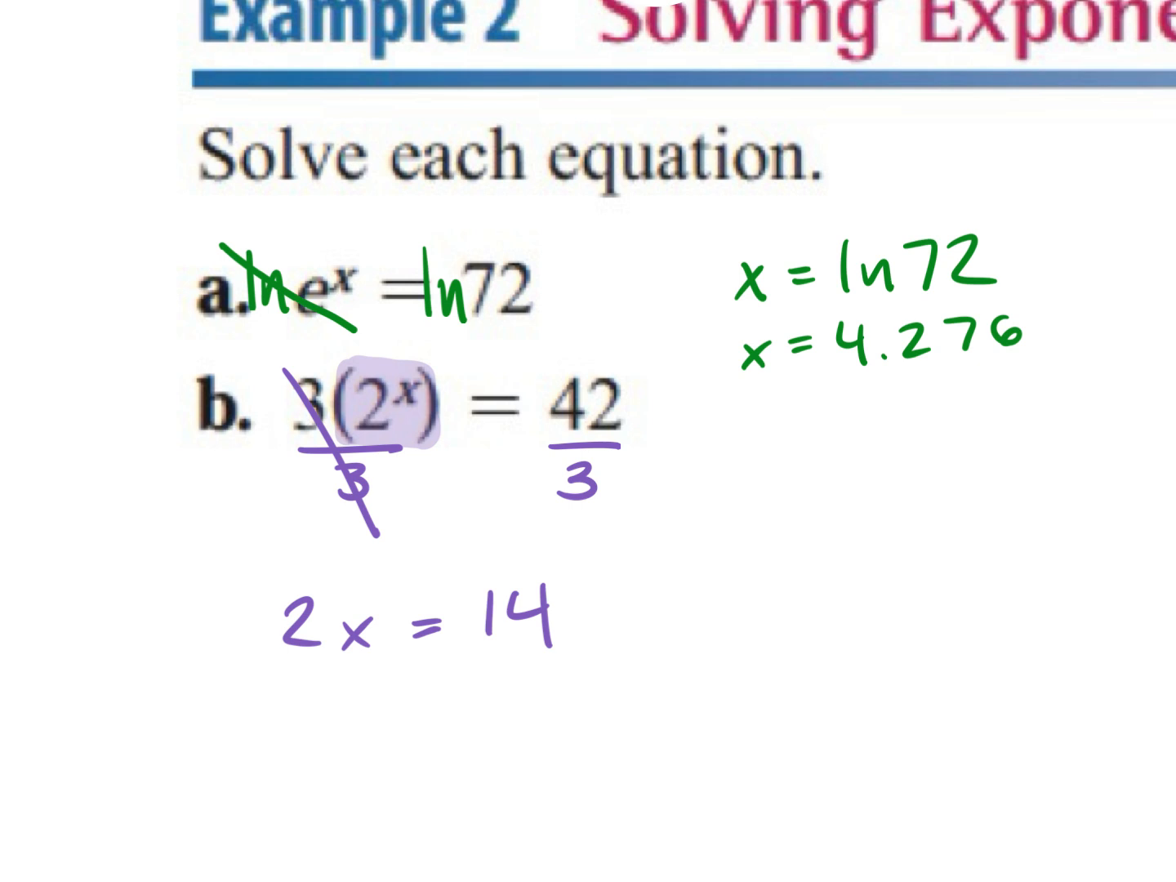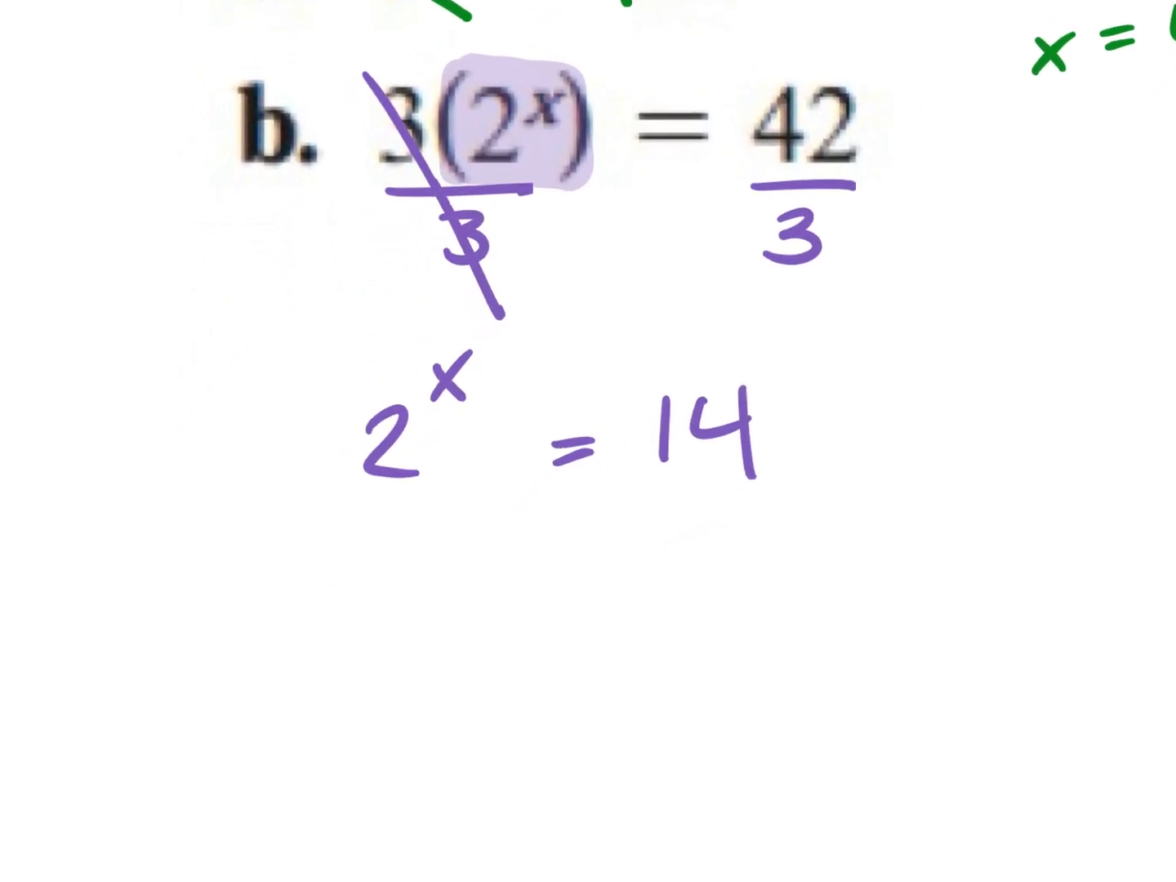Can I get my bases here to be the same? Oh, yeah, x should be in the exponent here. Sorry. So 2 to the power of x equals 14. Can I make 14 be 2 to some exponent? No. So what do we have to use here to solve? So if we have an exponential function, what's the opposite of exponential? We're going to use logs here.